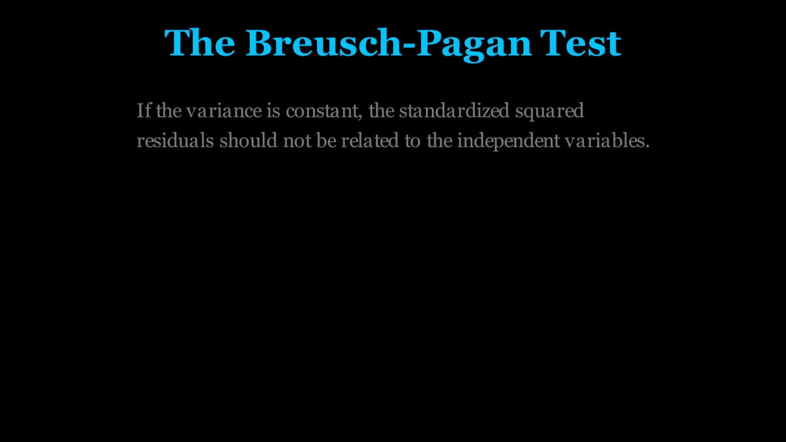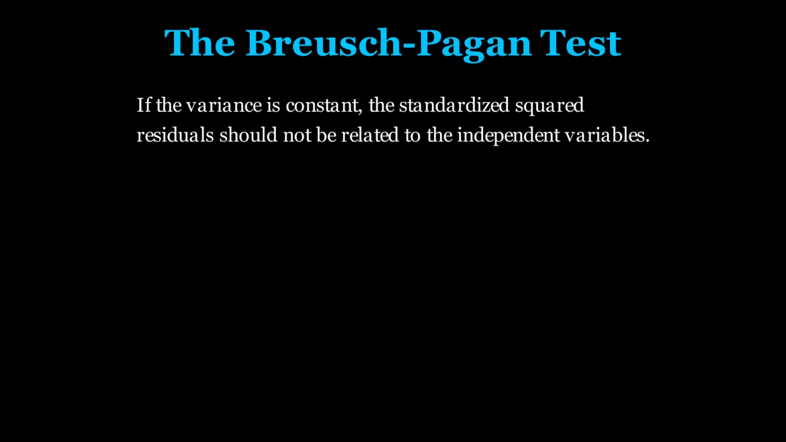The Breusch-Pagan test is a statistical test used to detect heteroscedasticity in a regression model. The test is based on a simple idea. If the variance of the residuals is constant, then the standardized squared residuals should not be systematically related to the independent variables. So we regress the standardized squared residuals on the independent variables and check whether there is a significant relationship. A significant relationship indicates heteroscedasticity.